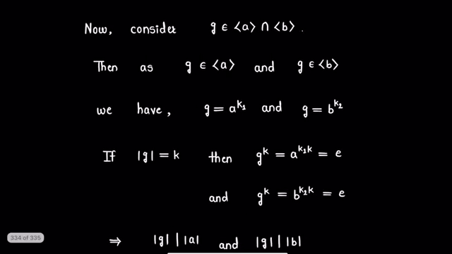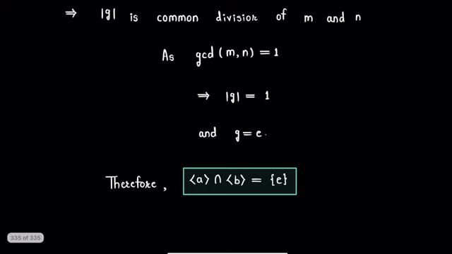Now we considered g to be an arbitrary element of this intersection, and g comes out to be the identity element of group G. So we can conclude that the subgroup, that is the intersection of the cyclic group generated by a with the cyclic group generated by b, will contain only the identity element of group G. So this intersection is a singleton set containing the identity element of group G, and this completes our proof.